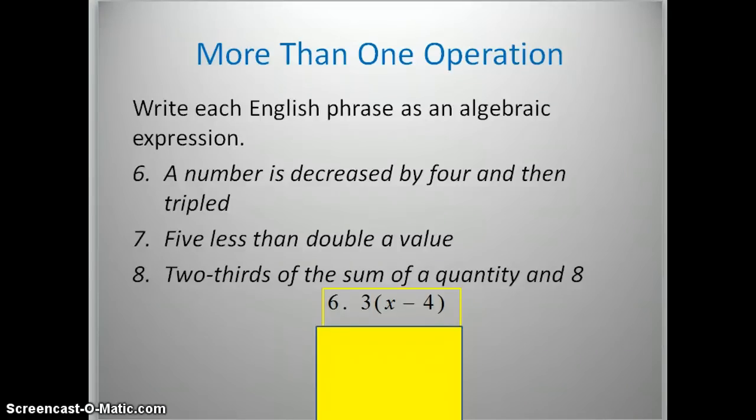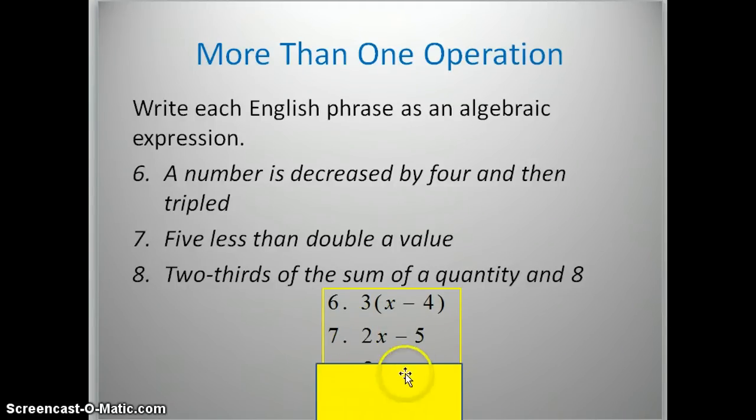For number 7, we have 5 less than double a value. So here we're taking a look at 2 operations again. We have subtraction and we have double, which implies that we are multiplying. So here the order is slightly different than what we had for number 6. We have 5 less than double, so it's really 5 less than the product that we have when we are doubling that value. So in this case, our expression looks as the following: 2x minus 5. So it's the subtraction that is happening second after the multiplication.